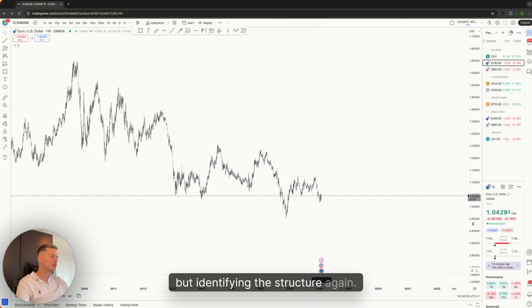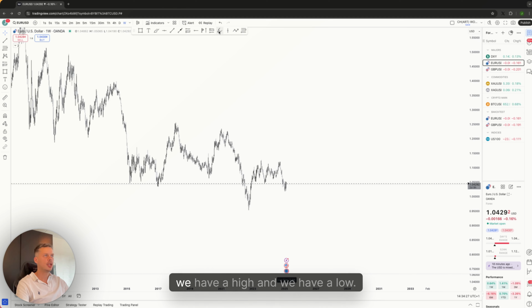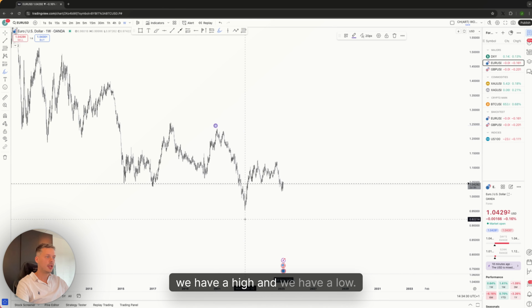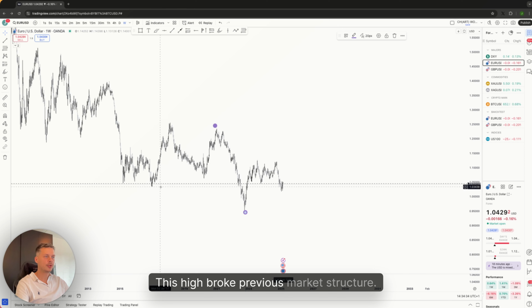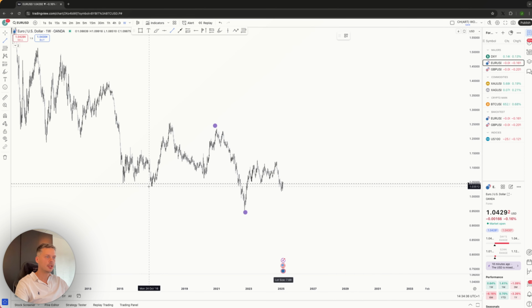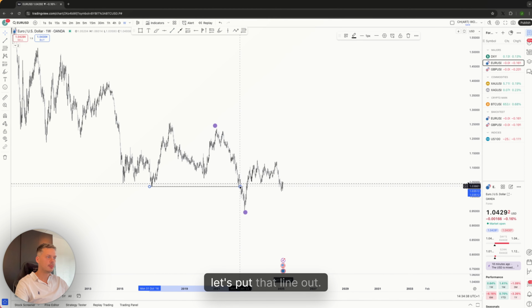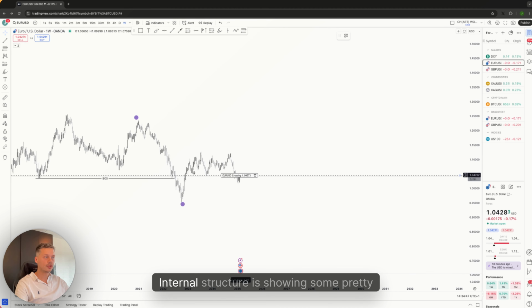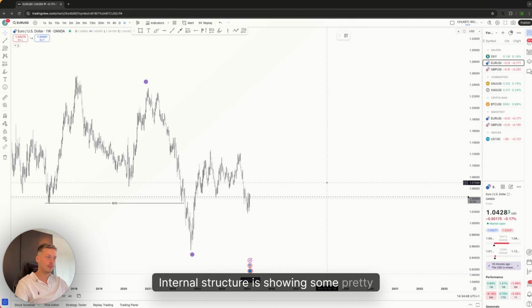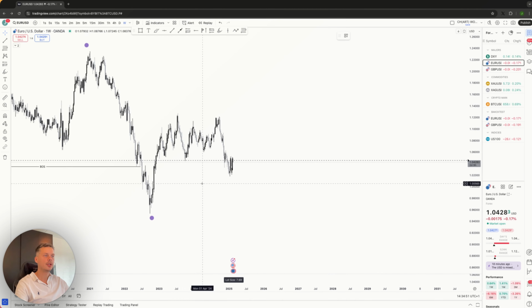But identifying the structure again. All right, we have a high and we have a low. Why? This high broke previous market structure. Right, let's put that line out, break of structure. All right, so this is our external range. Internal structure is showing some pretty interesting things as well, right?